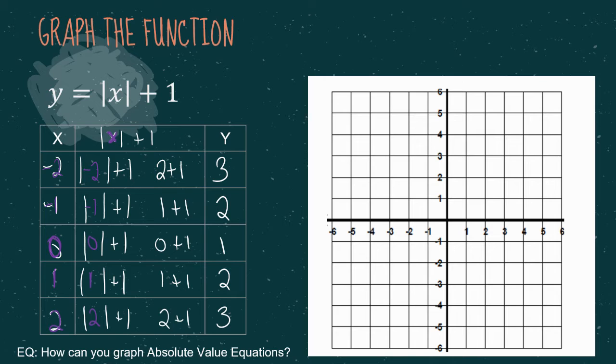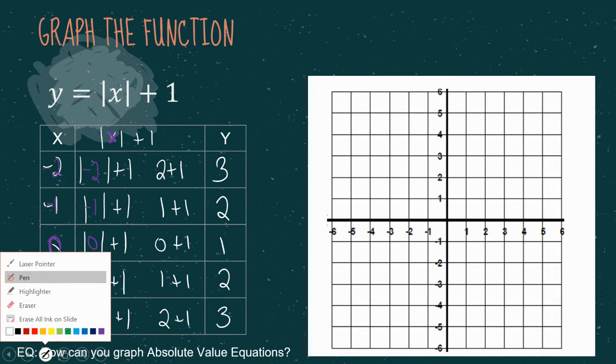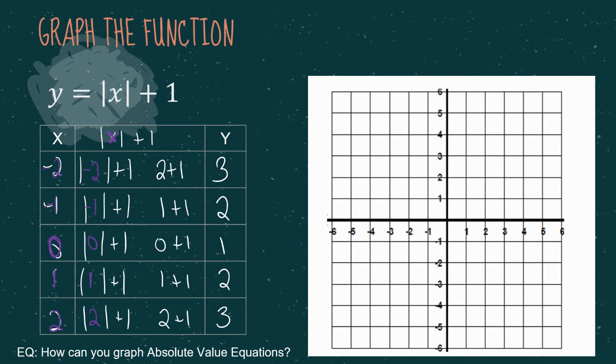Alrighty, now we're going to go ahead and graph that. So we're going to plot those points, -2, 3. So left 2, up 3. Left 1, up 2. 0, 1. And hopefully you see the pattern, 1, 2, 2, 3. And we're going to connect those, and we make our V.